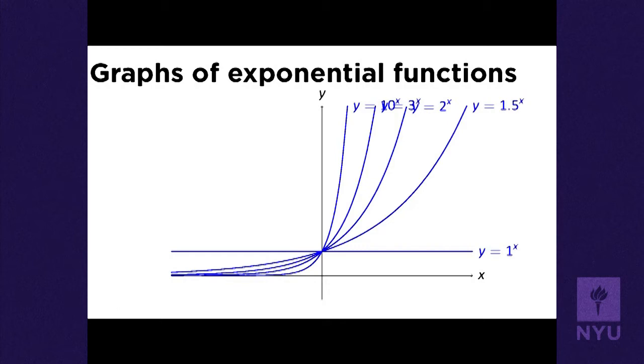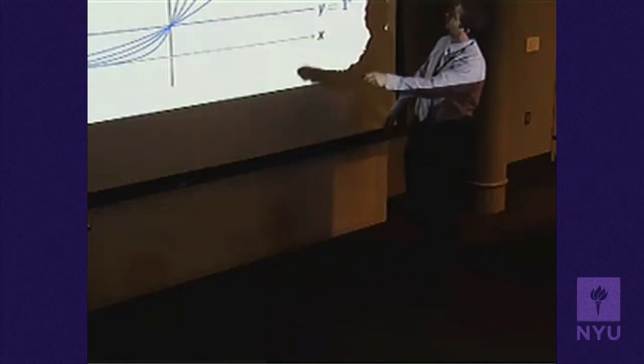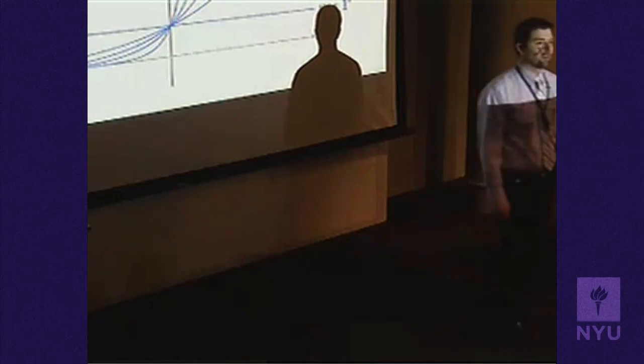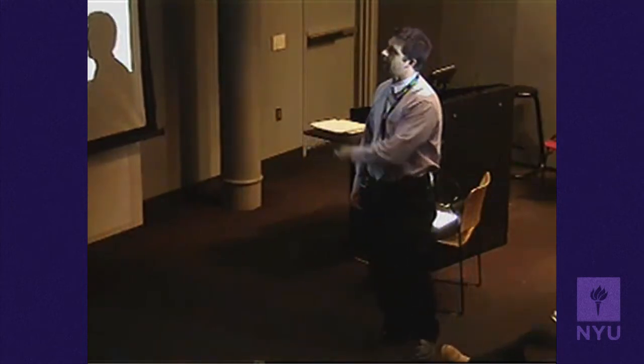Let's look at a number between 1 and 2. Because the base is in between 1 and 2, the power is also going to be in between 1 to the x and 2 to the x. So 1.5 to the x is this curve in between 1 to the x and 2 to the x. All right, what if our power is negative? I'm sorry, what if our base is less than 1?